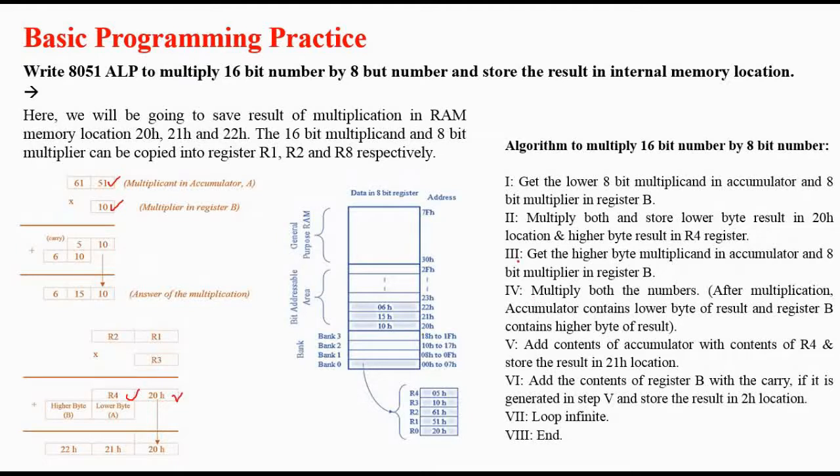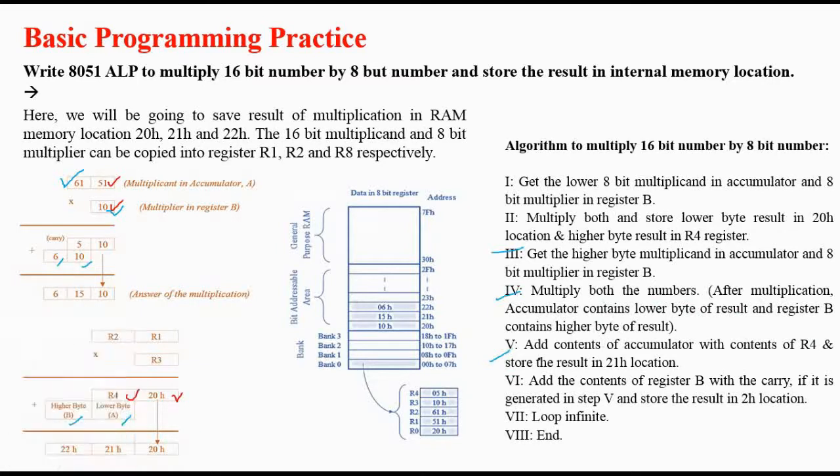Then, in the second iteration, get the higher byte of the multiplicand in the accumulator, and the 8-bit multiplier in register B, which is already there. Multiply both numbers. After multiplication, the accumulator contains the lower byte of the result and register B contains the higher byte. After multiplication of both, we will get the result 6 and 10. So the lower byte of the result will be in A and the higher byte, that is 6, will be in register B. Add the contents of the accumulator with the contents of R4.